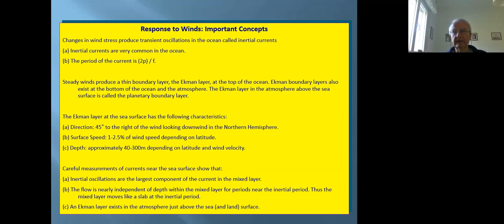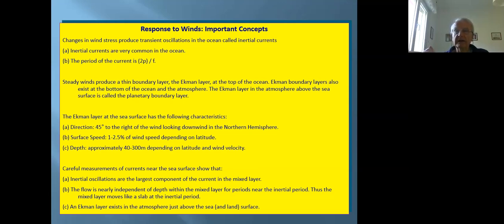And here we have seen also that the period of the currents is 2 pi over f, where f is, as you remember, the Coriolis parameter. So at our latitude, the period of inertial oscillations is on the order of 17 hours. This is one of the aspects of the response of the ocean to unsteady wind, to the wind which changes with time.